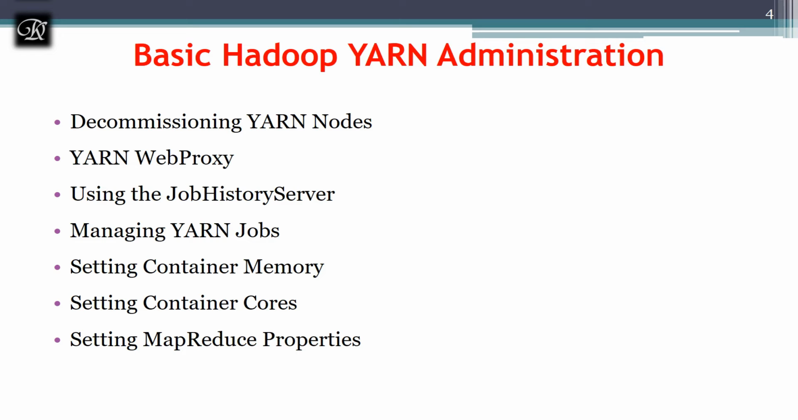Next is the YARN web proxy. The web application proxy is a separate proxy server in YARN that addresses the security issues with the cluster web interface on the application master. By default, the proxy runs as a part of the resource manager itself, but it can be configured to run in standalone mode. By adding the configuration property yarn.web-proxy.address to the yarn-site.xml file, you can configure the YARN web proxy.